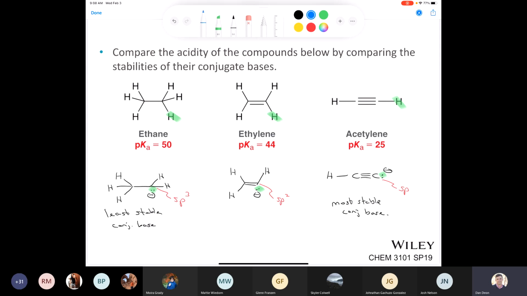So I see that you guys really want me to talk about base strength, right? So if this is the least stable conjugate base, it means it's the strongest base, and this one will be the weakest. You are the weakest base, right? Like that. And that's all there is to it, my friends.